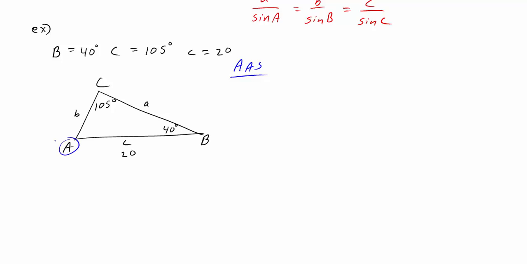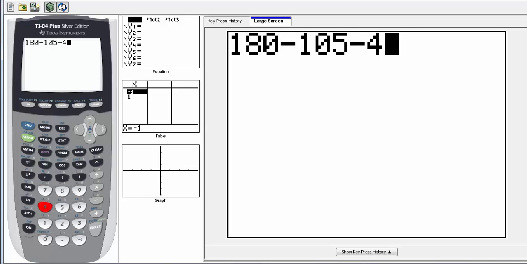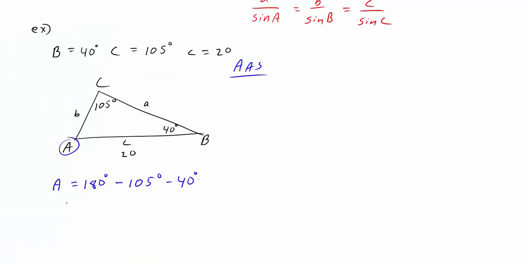So if we're looking for angle A, then we can certainly just say that's going to be equal to 180 degrees minus the other two angles, because all three have to add up to 180 degrees. So therefore we have minus the 105 and minus the 40 degrees. So if you want to use your calculator, we would just simply type in 180 minus 105 minus 40, and we get an angle of 35 degrees. So that means A is 35 degrees.